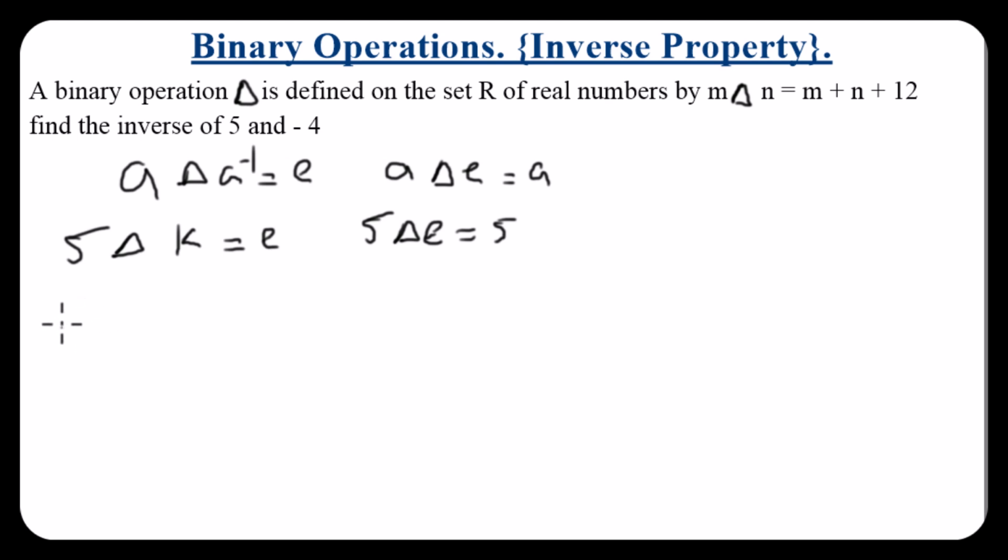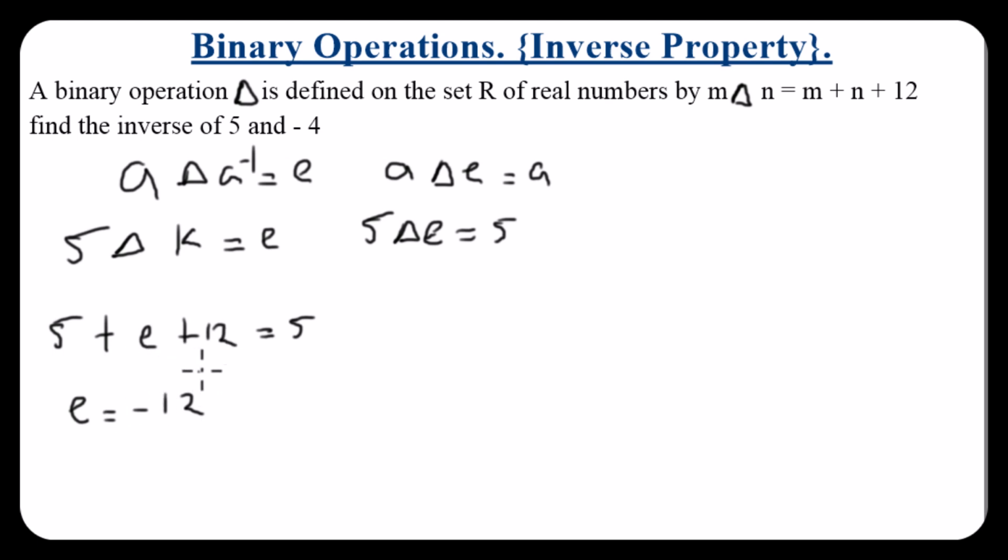So I can just write 5 plus e plus 12. This expression here must be equal to 5. Remember, this is 5 delta e, which gives 5 plus e plus 12, and this is equal to 5. What am I looking for? I'm looking for the value of e. So 5 goes to the other side, becomes minus 5, minus 5 is 0, and then 12 goes to the other side, becomes minus 12. So the identity element here is minus 12.